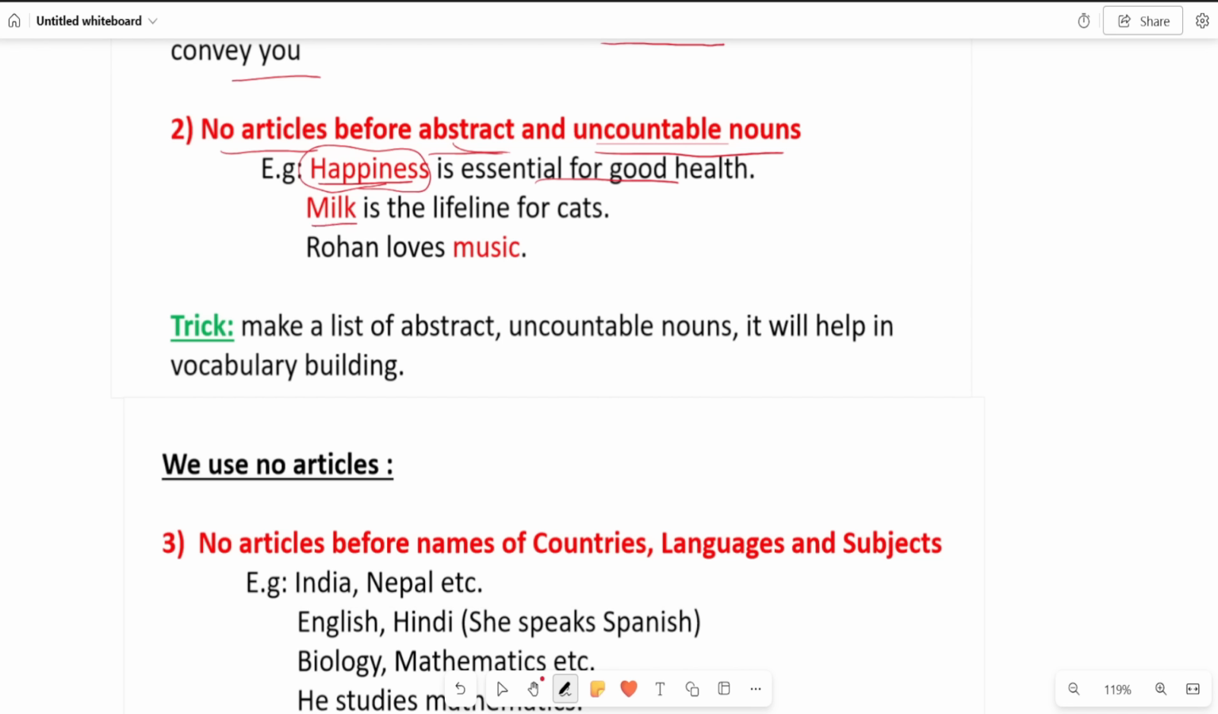For example, here milk is uncountable, music is also uncountable, right? So these are some of the nouns which we can't count. For example, each drop of milk we can't count. We do say 1 liter, 2 liters, etc. But we can't count the drops. That's the reason we don't use any article. I hope it is clear. Now what is the trick here? Now see, we have to make a short list of abstract and uncountable nouns which is going to help us in our vocabulary building as well.